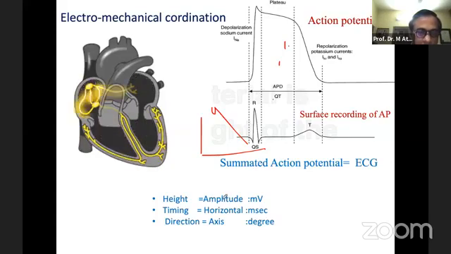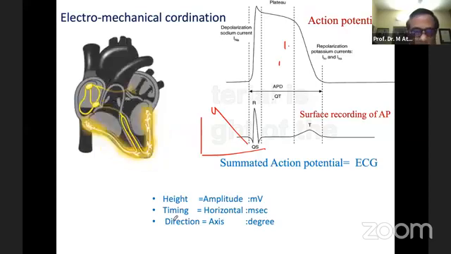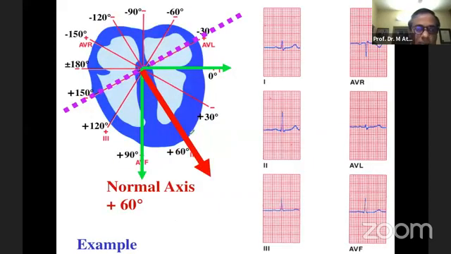Height can be expressed in millivolts, timing in milliseconds, and direction in degrees. So these are the three dimensions of this ECG. The ECG has three dimensions. The direction is also important.